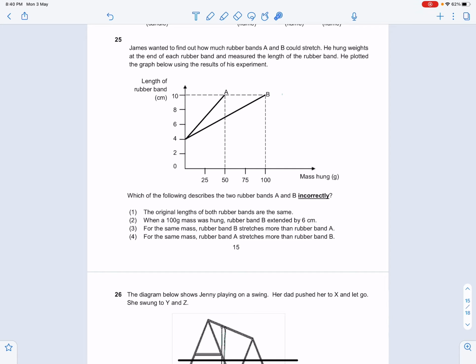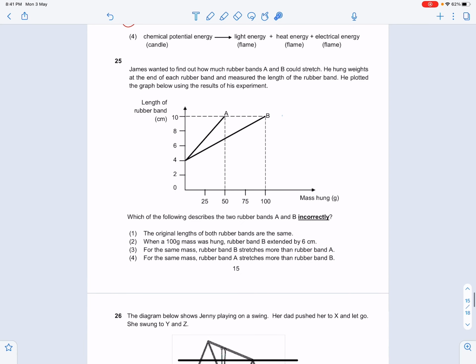Once again, for these kinds of questions, we have to go through them one by one and eliminate. Reason it out. Number 1, the original length of both rubber bands is the same. Yes, this is a correct statement. Keyword is correctly. Yes, they are the same. How would I know? Because it's at 4 cm.